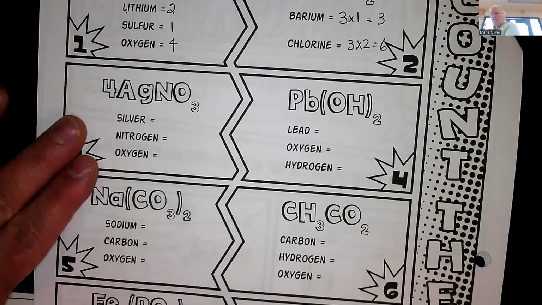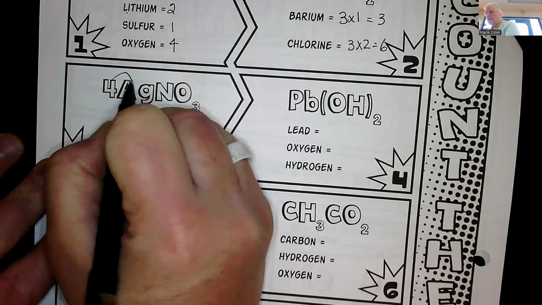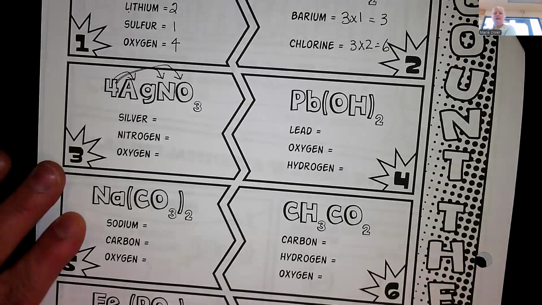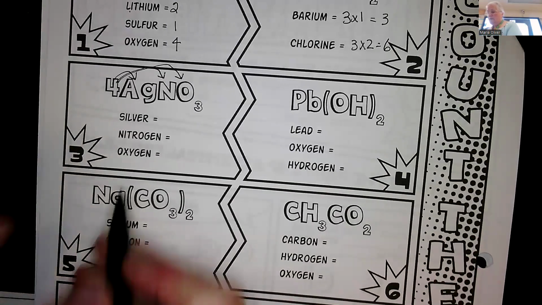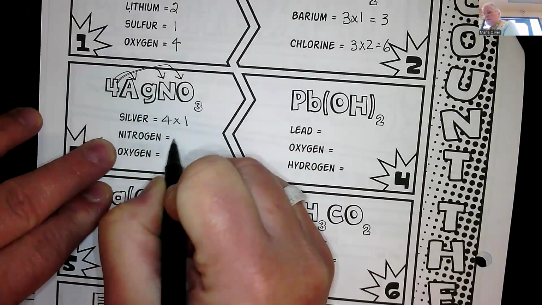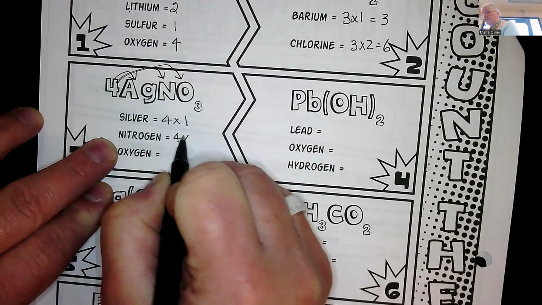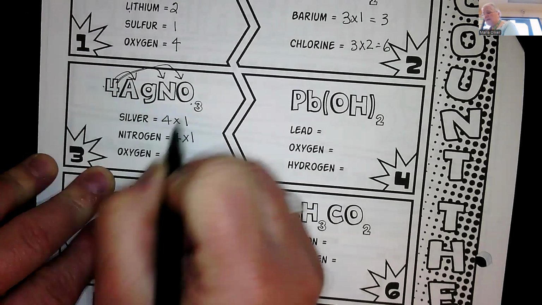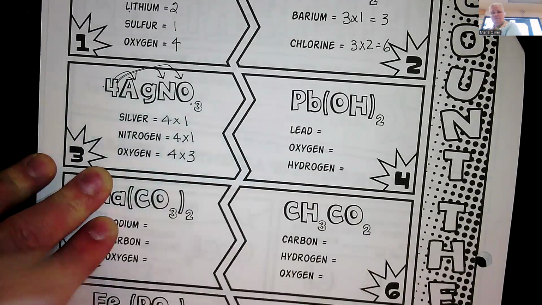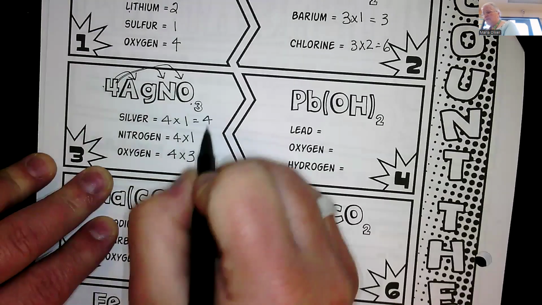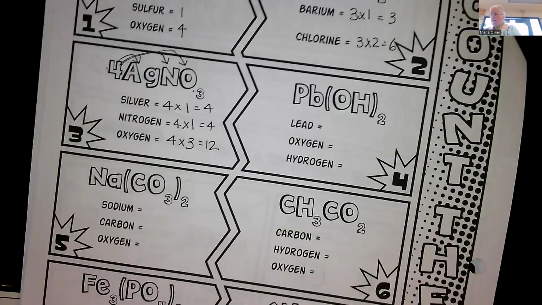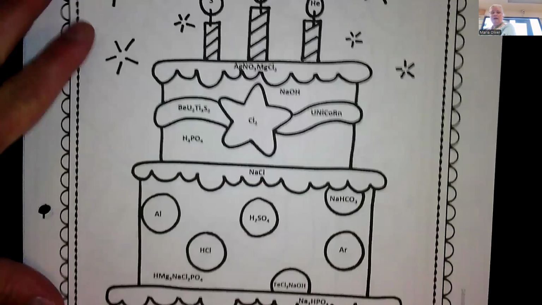Okay. Number 3. The 4 is going to go to every element in the chemical formula. An element means every capital letter. So silver has no subscript, so then it's 4 times 1. Nitrogen has no subscript, so it's 4 times 1. Oxygen has a subscript, so it's 4 times 3. And then you work out each of the problems and multiply.